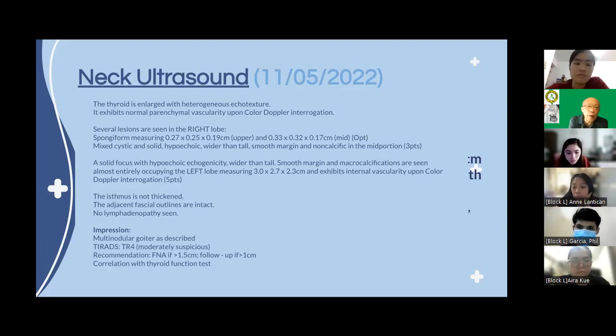So wider than tall has fewer points. Then smooth margin has fewer points compared to irregular margin. And then micro calcification versus macro calcification: macro has lower points compared to micro. But anyway, usually you just accept what the radiologist tells you. TI-RADS 4 is what he put after computing for all the points.